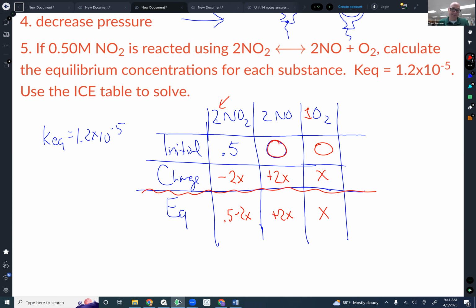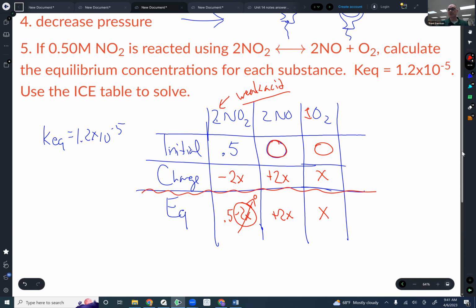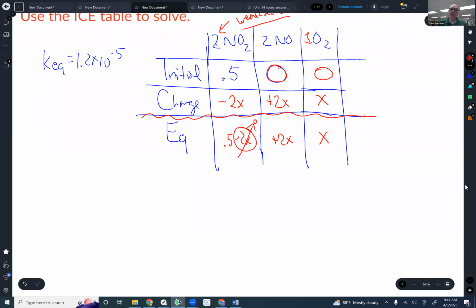Here's the nice thing. This value right here is inconsequential. It does not matter because the amount of change, because this is a weak acid, is not going to change that much. So it's going to stay pretty close to 0.5, and you will see that whenever we solve for our final answer. So what we're going to do now is set this up as a KEQ type of problem. KEQ is equal to products over reactants.